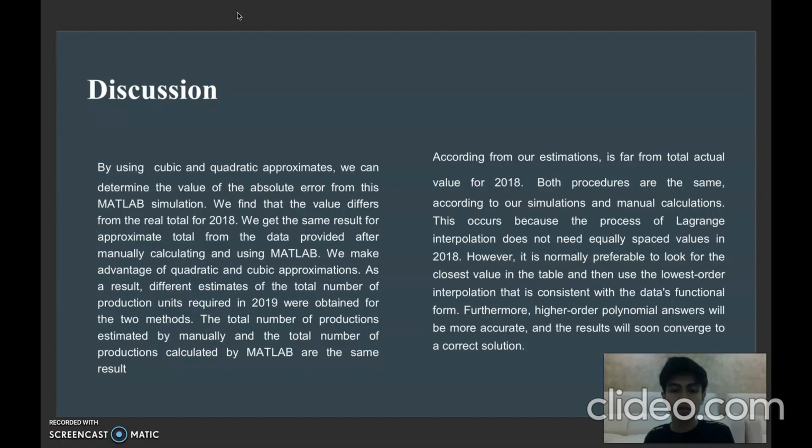This occurs because the process of Lagrange interpolation does not need equally spaced values in 2018. However, it is normally preferable to look for the closest value in the table and then use the lowest order interpolation that is consistent with the data's functional form. Furthermore, higher order polynomial answers will be more accurate and the results will soon converge to a correct solution.